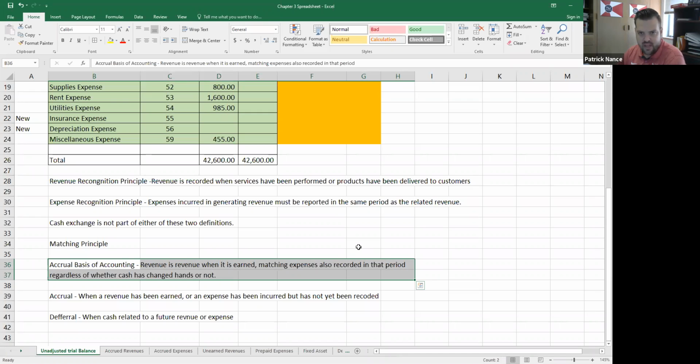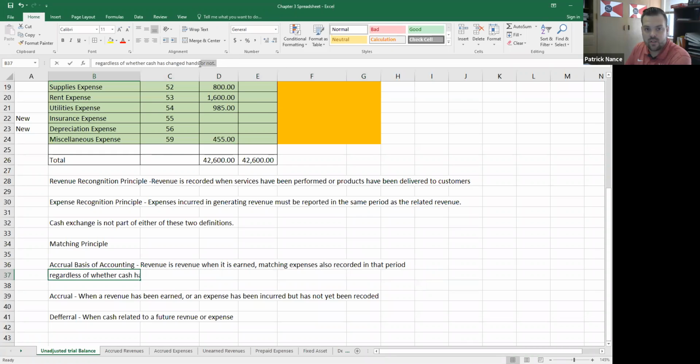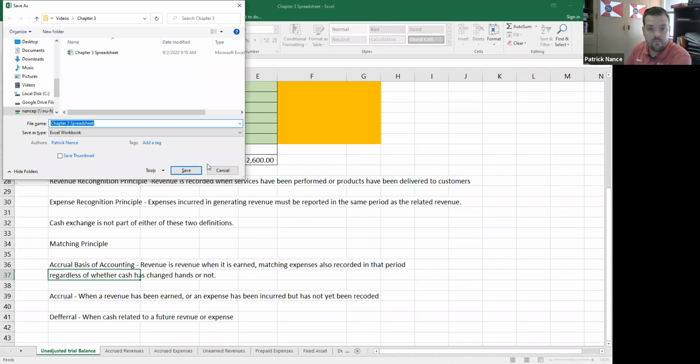So the cash basis of accounting basically says that revenues aren't revenues until you actually receive the cash, and expenses aren't expenses until you actually pay the cash for the expense. You can use this form of accounting, and some smaller businesses do. Larger businesses pretty much only use accrual accounting, and most businesses use accrual accounting. So that's what we'll be studying in this course. In accrual accounting, on the other hand, revenue is revenue when it is earned, and we match our expenses, also recorded in that period, regardless of whether cash has changed hands.